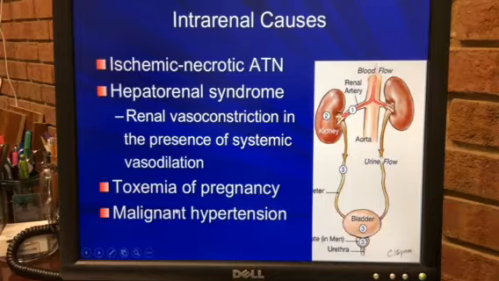Toxemia of pregnancy is another known situation that can cause kidney failure, as is malignant hypertension. In malignant hypertension, the blood pressure goes so high that the vasculature in the kidney system clamps down so tightly, and or the high pressure in the system damages the kidneys.